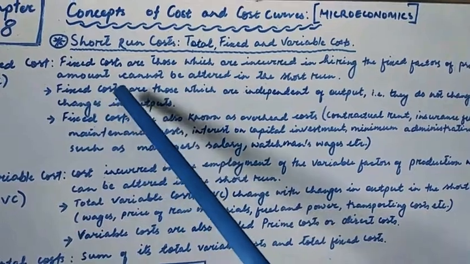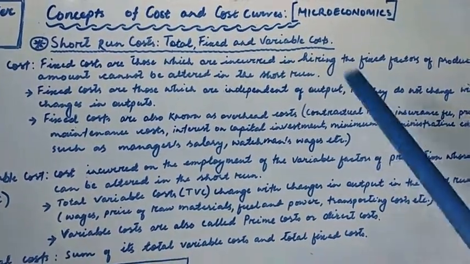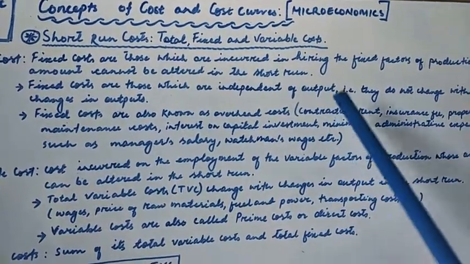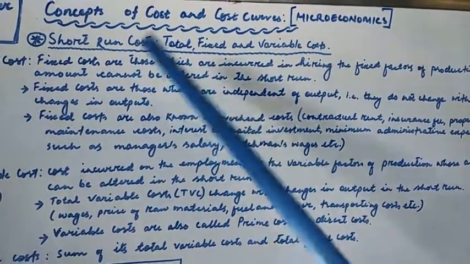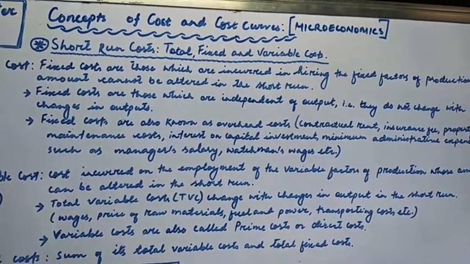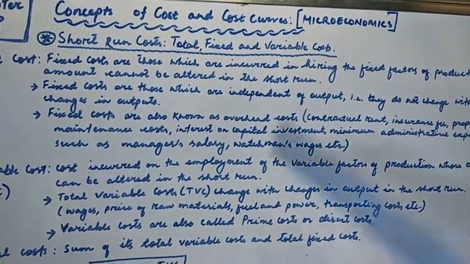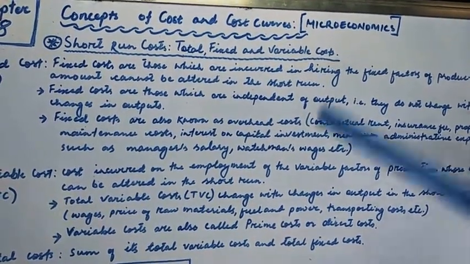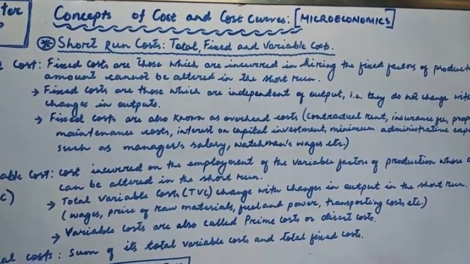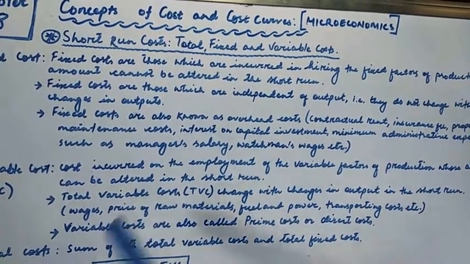Again, fixed costs are those which are independent of output. That is, they do not change with change in output. Fixed costs will not change according to the change in output. They do not depend on output. They remain fixed. Whether output is increasing or decreasing, they remain the same. It is independent of output.